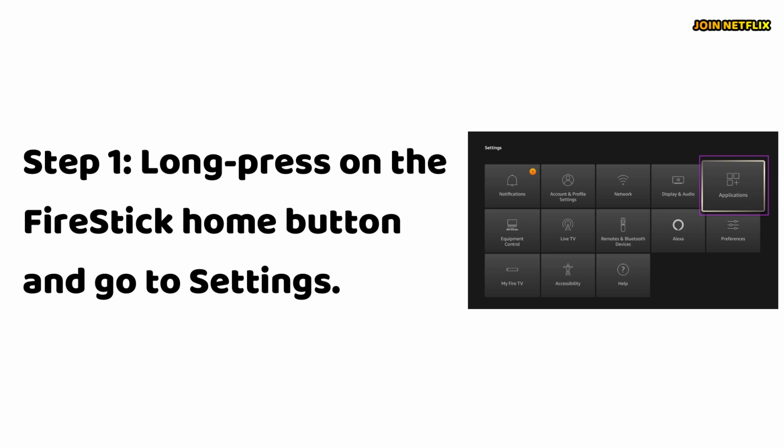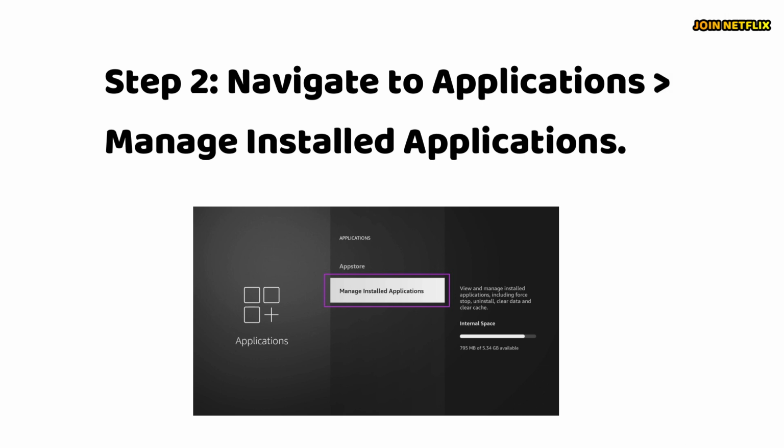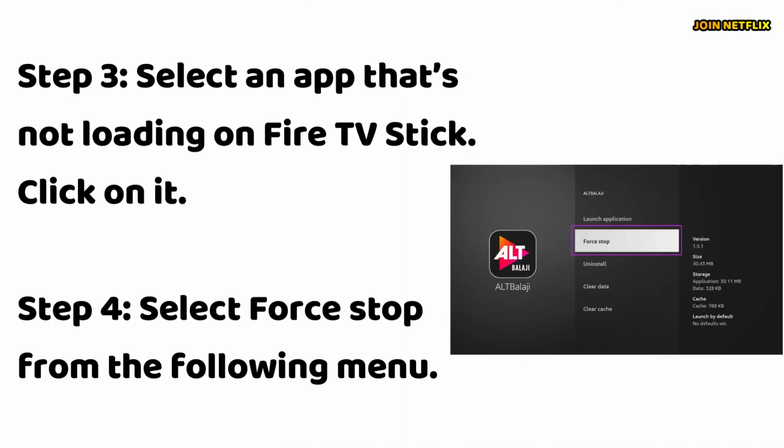Step 1. Long press on the Fire Stick Home button and go to Settings. Step 2. Navigate to Applications, Manage Installed Applications. Step 3. Select an app that's not loading on Fire TV Stick. Click on it. Step 4. Select Force Stop from the following menu.